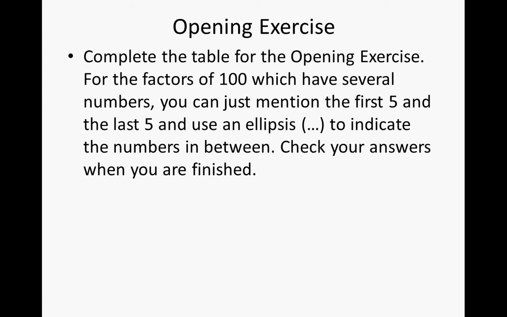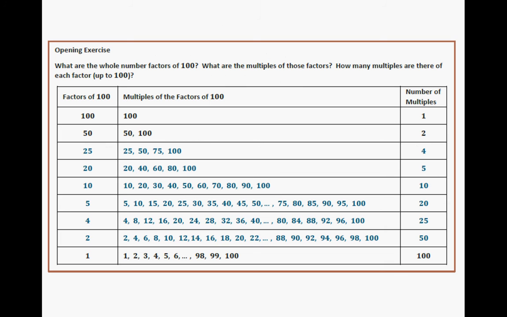Okay, you should be done with the opening exercise. And this is what you should have in your table. So as we start with 100, there are two factors, 50 and 100. The next one should be 25. So the multiples of the factors would be 25, 50, 75, and 100. It's like skip counting. So that means there's 4, and so on and so forth until you get to the last one, which again, you don't have to list all the numbers, but there would be 100 multiples of 1 to get from 1 to 100.